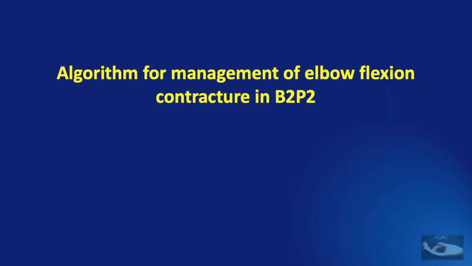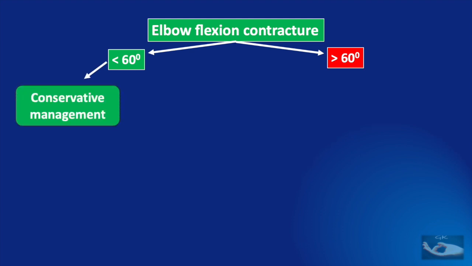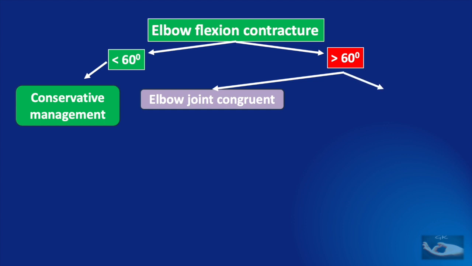There are many such procedures for the management of elbow flexion contracture in birth brachial plexus palsy. Let us see an algorithm for deciding on which procedure is to be done. The elbow flexion contracture is first examined to see if it is less than 60 degrees or more than 60 degrees. If it is less than 60 degrees, conservative management in the form of serial casting is done. If it is more than 60 degrees, we need to assess on X-ray the elbow joint congruency. The elbow joint may be congruent or not congruent.